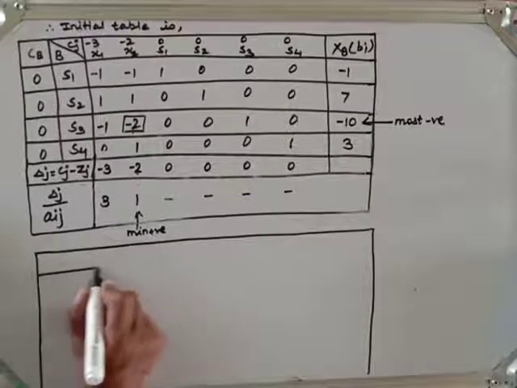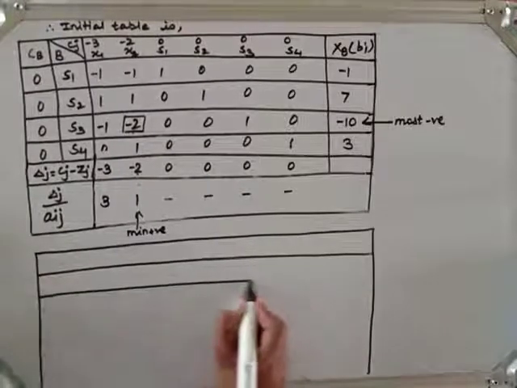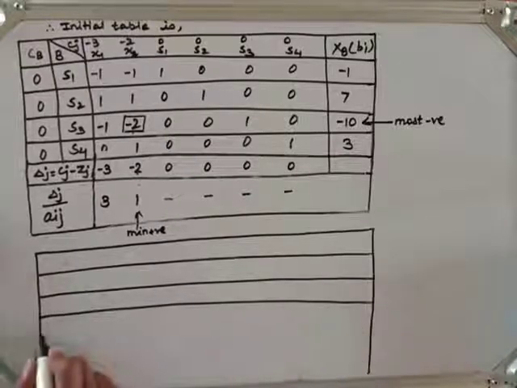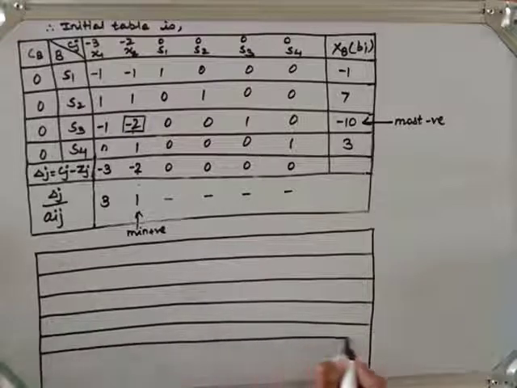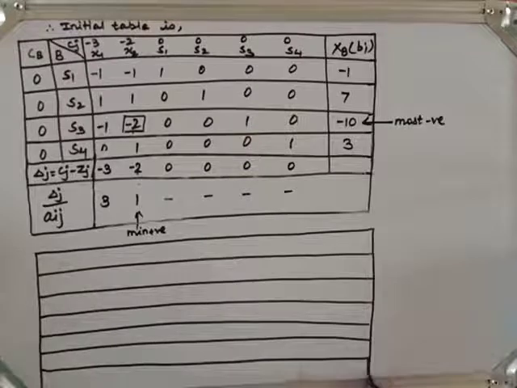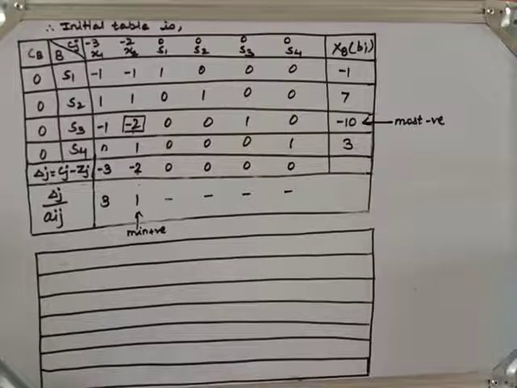This is for CB, B, CJ and all. First row, second row, third row, fourth row. Also if required we need 2 more. This last one, if required we need it for ratio. Fine.